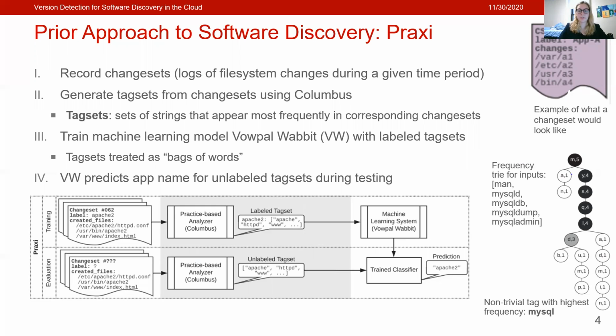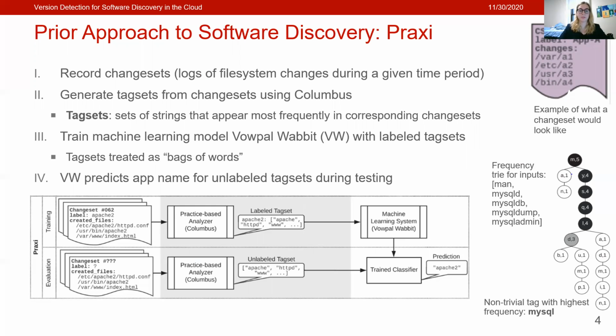Praxi then generates a trained classifier using the ML engine Vowpal Wabbit, or VW. Tag sets are treated as bags of words, and VW generates a single multi-class classifier for all single labeled change sets in the corpus. During testing, Praxi predicts the application name for unlabeled tag sets.